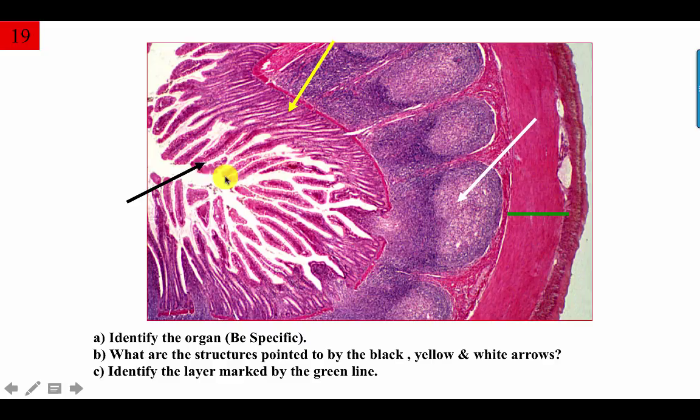What are the structures pointed by the black? It is the villus. By the yellow, it is the crypt. By the white, it is the lymphatic follicle forming the Peyer's patch.